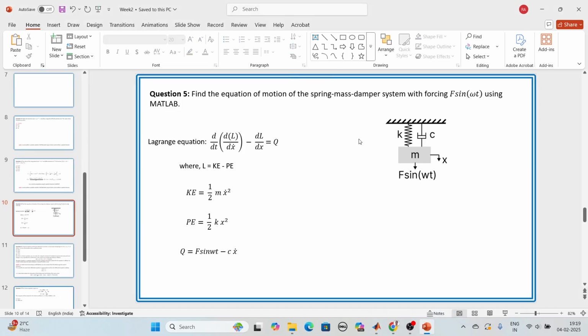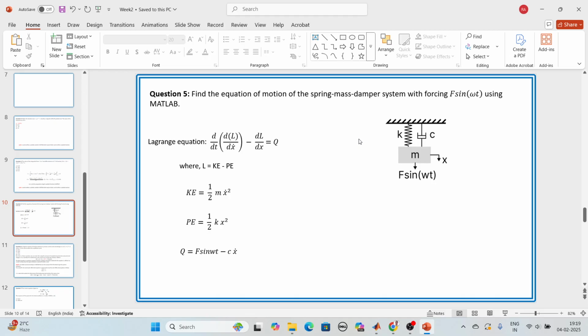Okay, this question wherein I have a spring mass damper system. And this is an easy system. I can find the equation of motion easily analytically. However, if I have a very complex system and I want the symbolic function to help me get the equation, how will I do it? So I'll take this example. If I have a spring mass dashpot system which has a forcing F sine omega t, and I want to find the equation of motion using the symbolic system, what will I do?